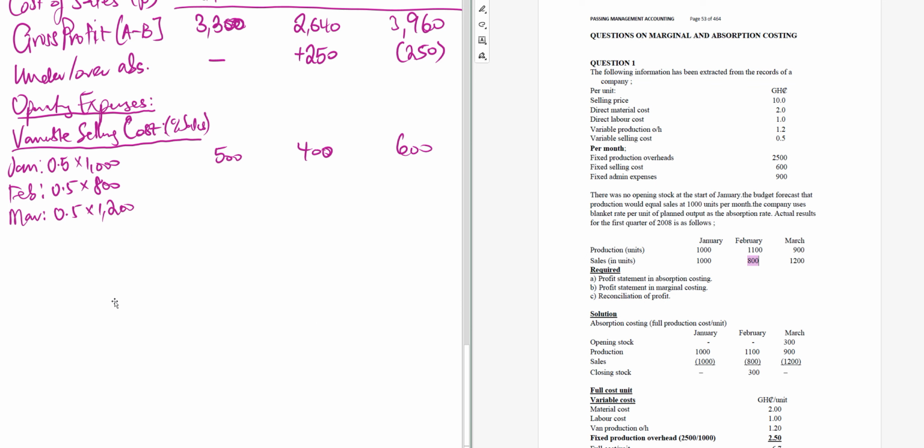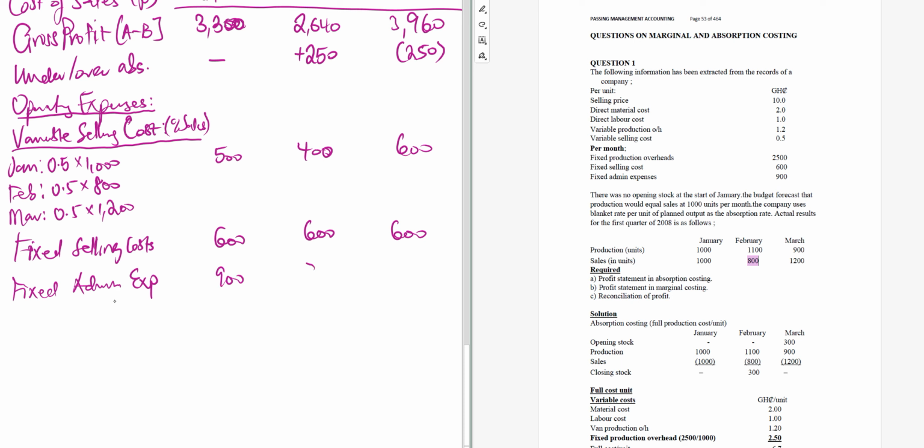Then we go to the next expenses. We had the fixed selling cost, which was 600 per month, so 600, 600, 600 for every month. Then we have fixed admin expenses, which were also 900, 900, 900 every month, because they gave us per month. When I add up all these expenses, I can straightforwardly take them out from our gross profit, so that I get the profit for each particular month.